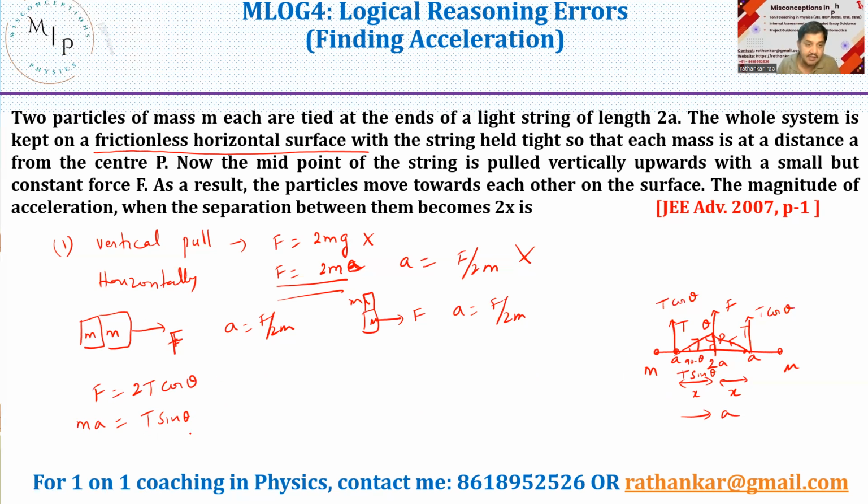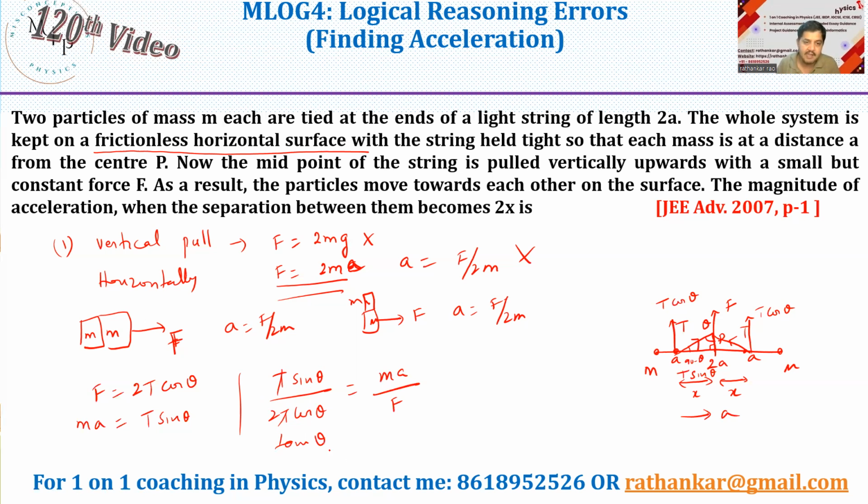Now what I will do is, let me divide one by the other, because T is not known to me. So what do I get here? I will get T sin theta divided by 2T cos theta is equal to MA divided by F. Now this T and this T go away. I have sin theta by cos theta, which is tan theta. Tan theta divided by 2, which should now be equal to MA divided by F.